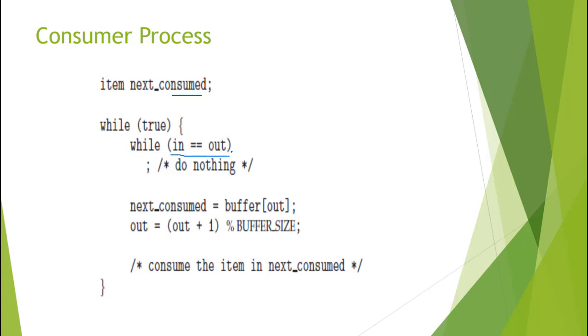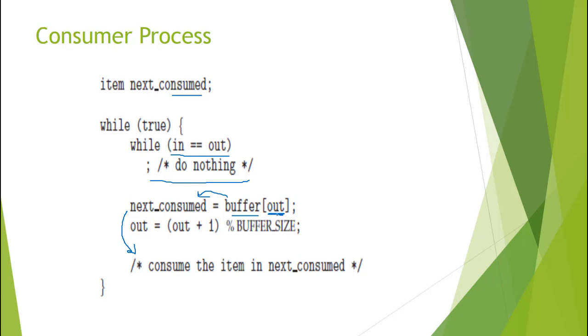So while in is equal to out, your consumer process will not consume anything. If this condition is not satisfied, then the next consumed item is taken from the buffer at the position where the pointer out is pointing to. This is placed in the variable next consumed, and it is used for further processing. After consuming an item from this location, you need to increment the value of out, pointing to the next item in order to consume.